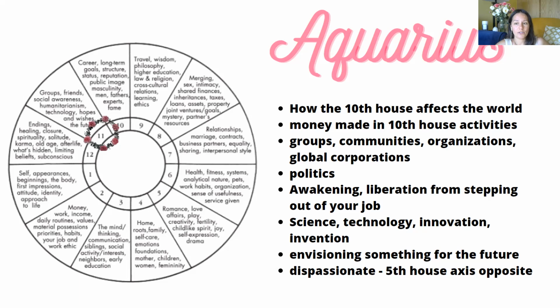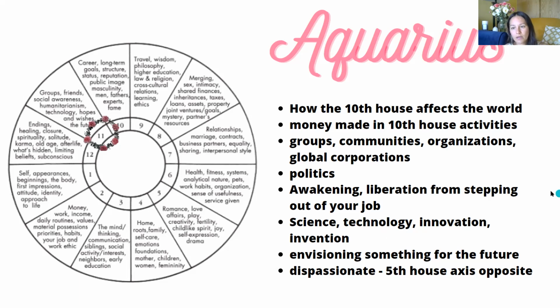So it's also more disconnected. Not disconnected, but dispassionate. I don't know how to describe it in this moment, but it's the opposite of the 5th house. The 5th house is always very passionate and very involved with the self, but the 11th house is more objective and just seeing things as they are, more removed, dispassionate, or seeing things objectively.